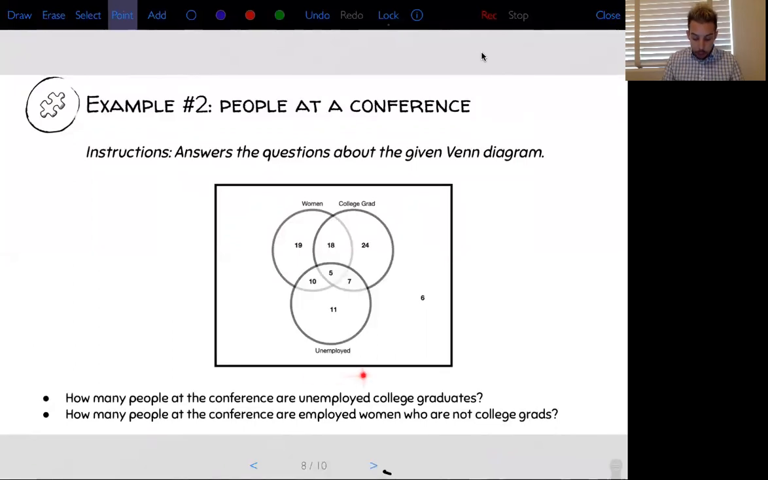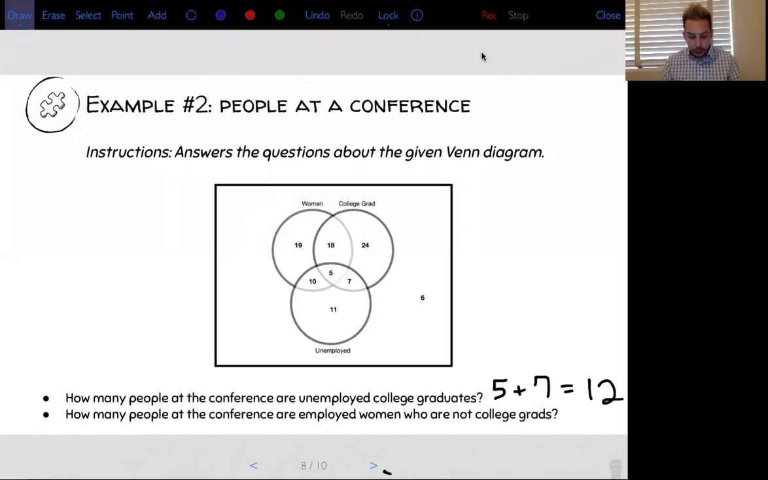If you are unemployed and you're a college graduate, then you are going to be in the unemployed circle and you're going to be in the college grad circle. And there are two separate regions that are in both. This 5 that's in the middle is in both the college grad and the unemployment circle. And also this 7 over here is in both the college graduate and the unemployed circle. So make sure that we add those values together in order to get the total number of people that represent both of those regions. In this case, it would be 5 plus 7, which is 12. We have 12 people at the conference who are unemployed college graduates.